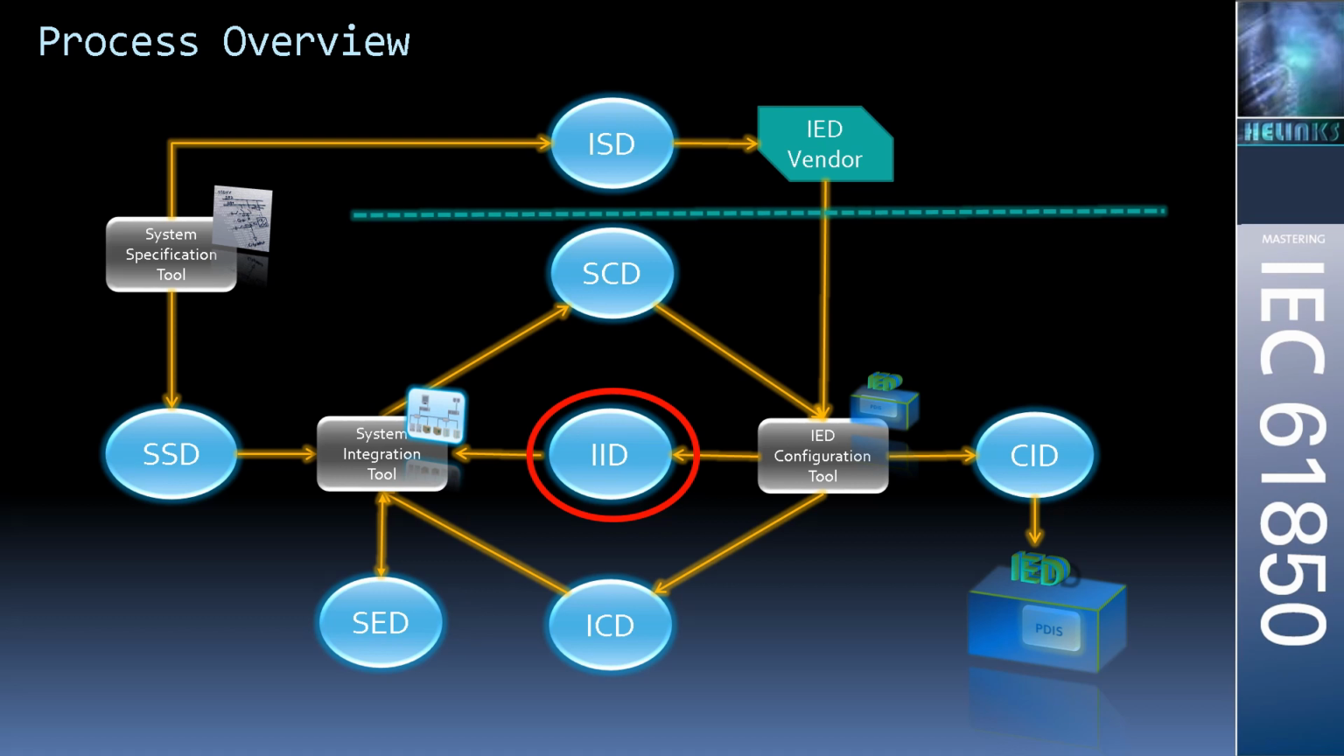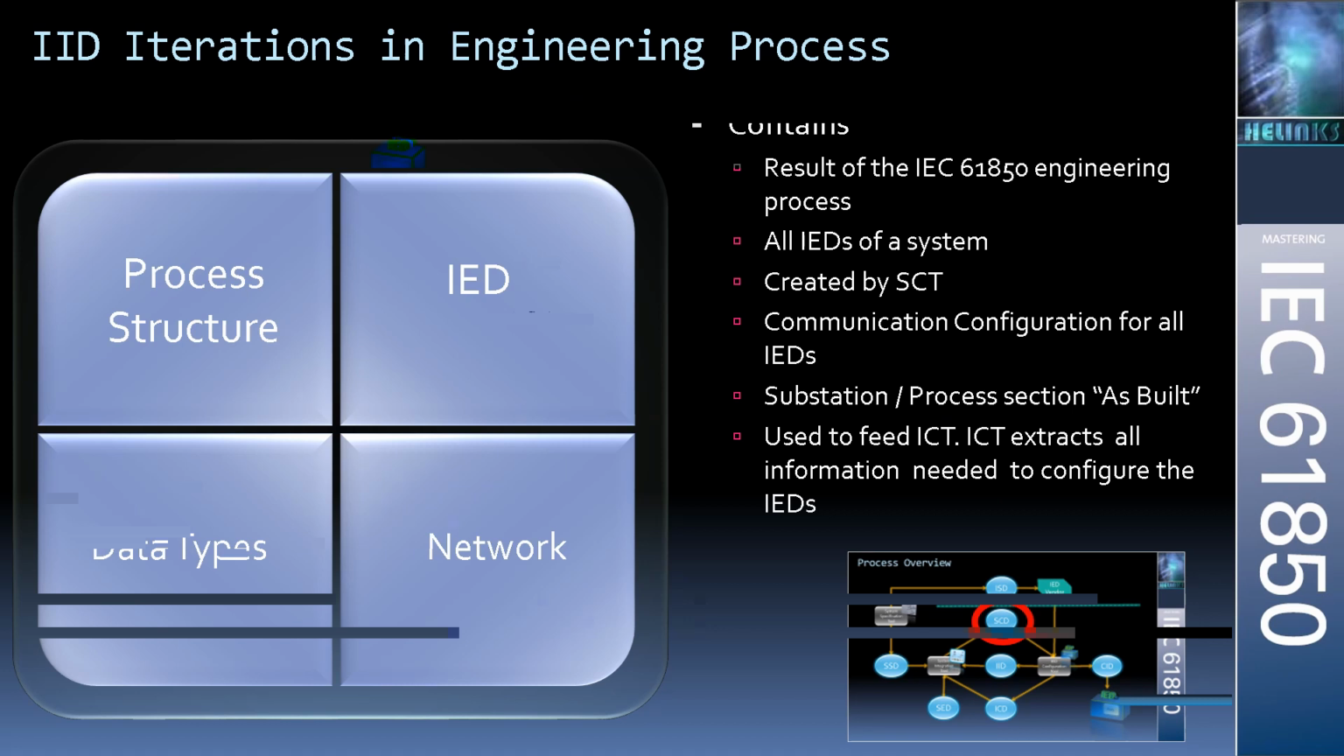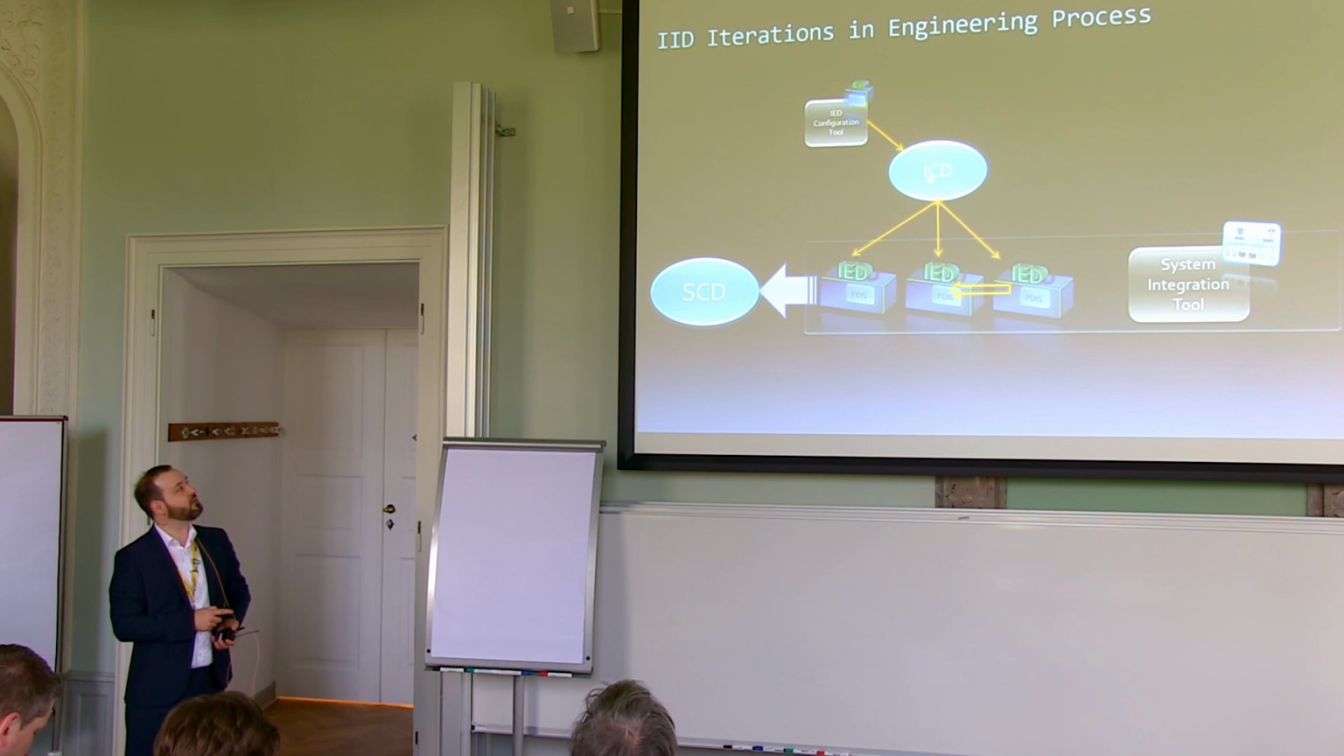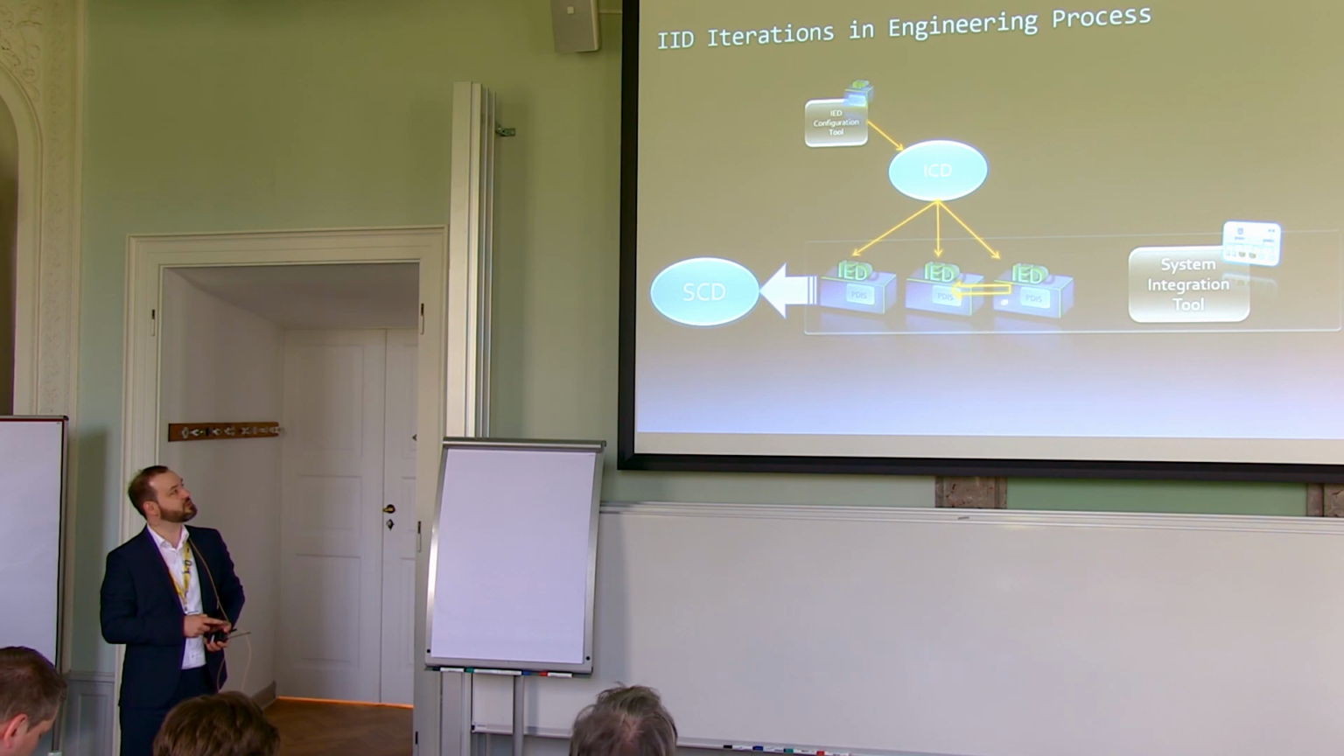So let's have a quick look at the IID, because sometimes it's not possible to get it right on the first try. So we're looking at a short part of the engineering process. We used the IED configuration tool to get some ICDs. We created multiple instances of this in our project, and we engineered some part of the configuration. All of this in the system integration tool.